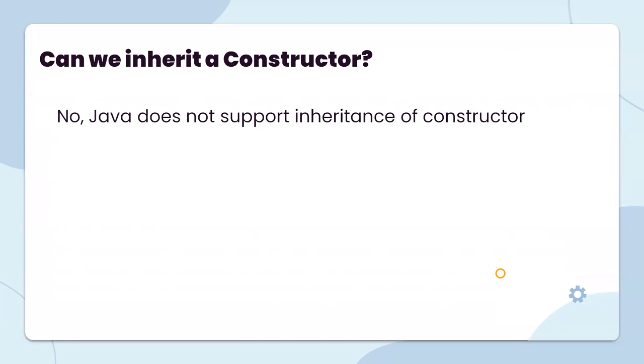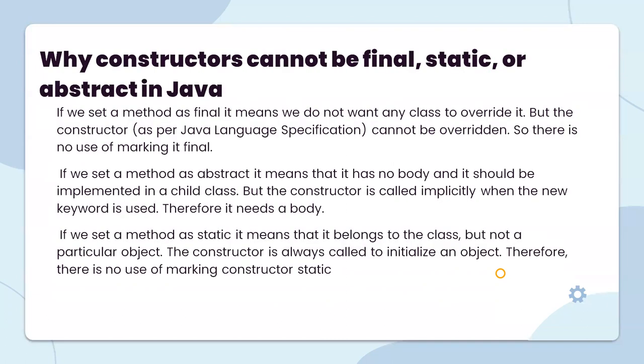Can we inherit a constructor? Java does not support the inheritance of a constructor. Why can a constructor not be final or abstract in Java? If we set a method as final, it means we do not want any class to override it. But a constructor, as per the Java language, cannot be overridden, so there is no need of making it final.